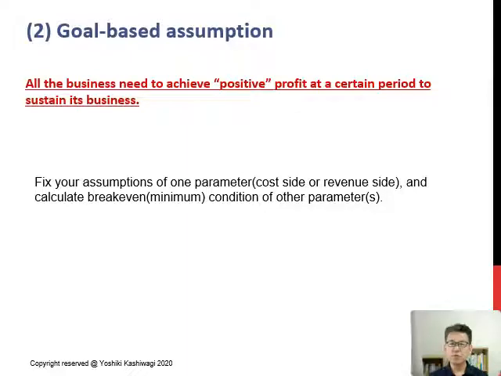I want you to fix your assumptions of one parameter. Let's say this is a cost parameter or revenue parameter. And what's the other parameter? Okay, let's assume you fixed the cost assumption. And then what is the revenue assumption if you want to achieve the zero profits? So fix the one part, assume zero profit, and make assumptions for the other ones to meet zero profits. That is called goal-based assumption.